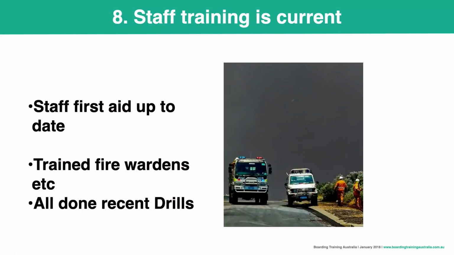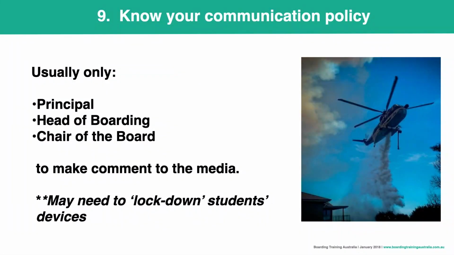The next part of this, to be prepared for crisis events, is also ensuring that your staff training is current. Where are you up to personally? First aid, your fire wardens, have they all done their recent refreshers? And have you been through those drills that are necessary to be able to respond right in an emergency? The last part of this is knowing your communication policy too. If there's an emergency going on, you may need to lock down the students' devices so that they aren't the ones telling people about the emergency, but it's coming through the right official channels and to the right people first.